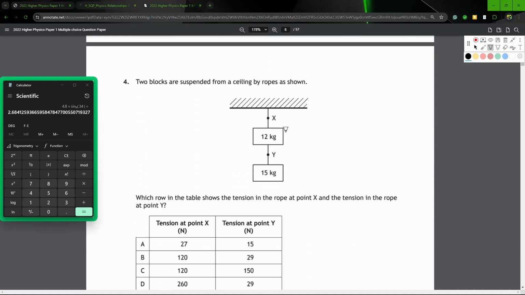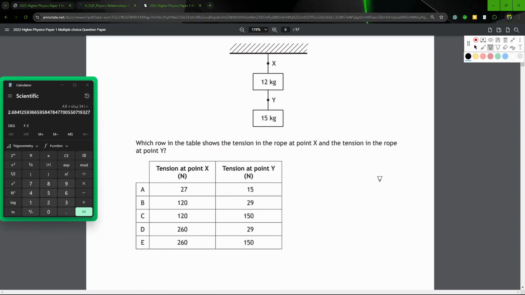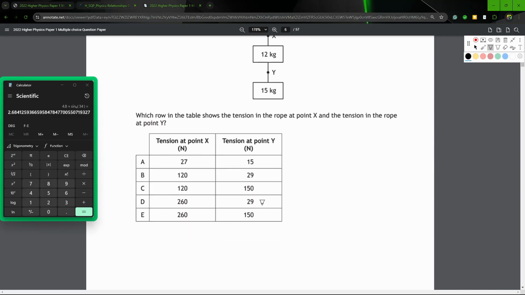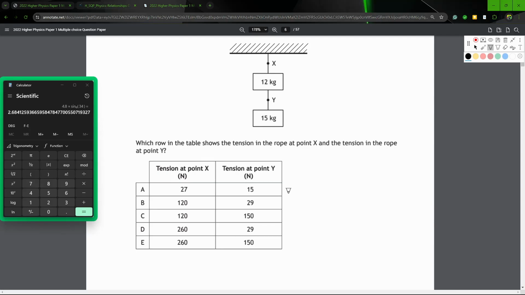2 blocks are suspended from a ceiling by ropes as shown. Which row on the table shows the tension in the rope at point X and the tension in the rope at point Y? Okay, well, let's actually go through this. The tension of the rope at point X will always be higher than point Y because it's pulling not only the 15 kilogram block but also the 12 kilogram block. So without doing any maths, let's eliminate some that just cannot be possible. So, well, C's garbage. And yeah, that's it so far. D does not look likely, can't be, but it's always good to eliminate them as much as you can.